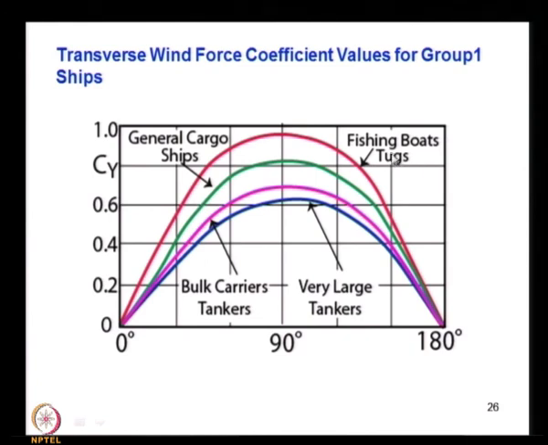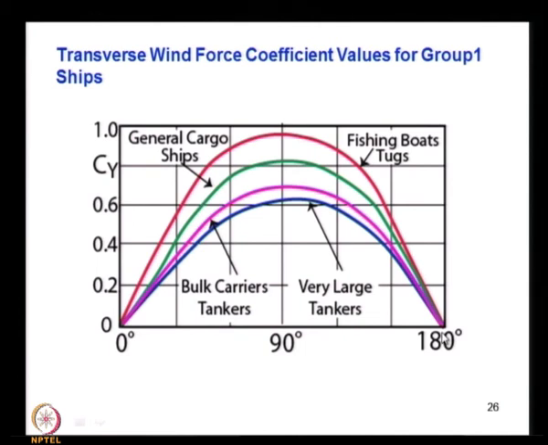You look to the transverse force coefficient, group 1 ships. This is a diagram, you can see Cy against the wind. So, the transverse coefficient is in the beam wind condition. The maximum effect comes at 90 degrees, is it not? The maximum effect will be at 90 degrees, whereas at 0 and 180 degrees it will be 0, there is no effect, is it not?